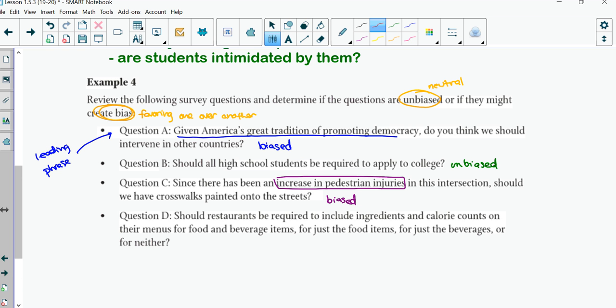So this is a little bit different question. It says, should restaurants be required to include ingredients and calorie counts on their menus for food and beverage items, for just the food items, for just the beverages, or for neither? In general, when you read this question, it feels like it's an unbiased question. They're not leaning you towards anything. They're not trying to sway your opinion. It's very neutral in nature. However, it actually isn't. It actually is a biased question, and this is why.